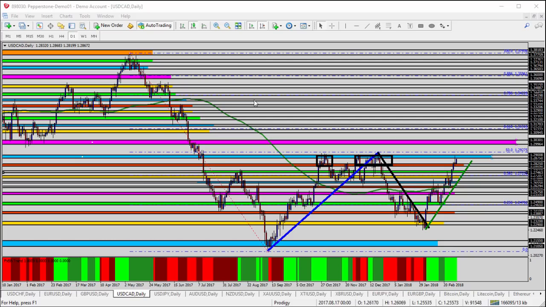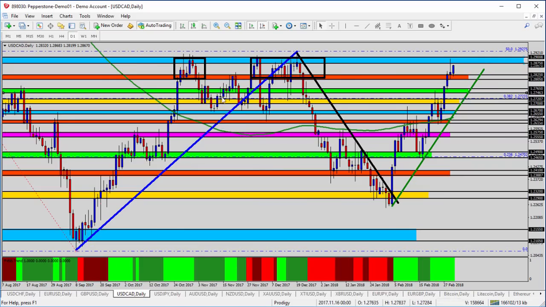Now that we've seen that long-term view, let's begin to zoom in a little bit. And again, the last couple of times we came right up here into the 129 level, found resistance, bounced down, found resistance, bounced down, found resistance, began a new downtrend, pushing all the way down into the 122s. Now here we are, once again, challenging this area.